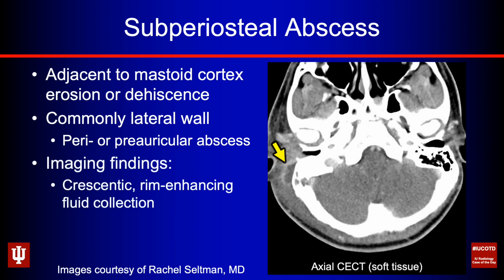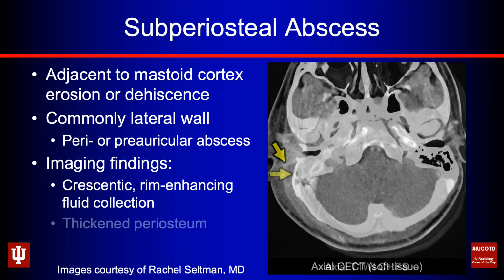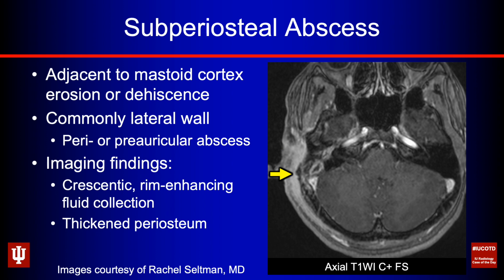Now we can see nicely that there's this crescentic rim-enhancing fluid collection overlying that area of dehiscent mastoid cortex. And on MRI, same patient, we can see that there's thickened periosteum with all this inflammatory change around it. This is a patient with a subperiosteal abscess because their coalescent otomastoiditis has pussed out laterally. If you do diffusion sequences, you should see reduced diffusivity, confirming that this is an abscess.